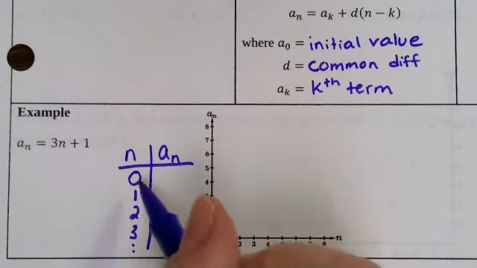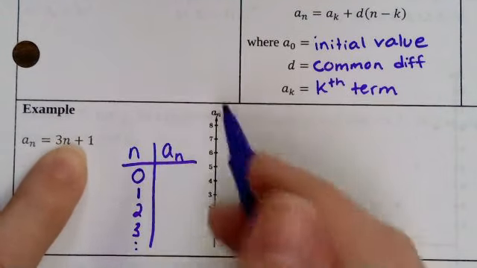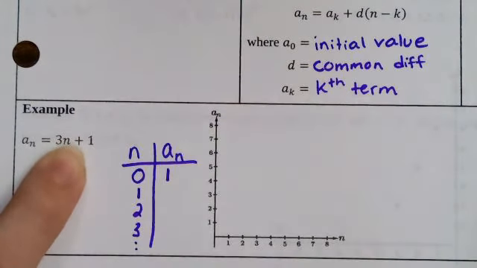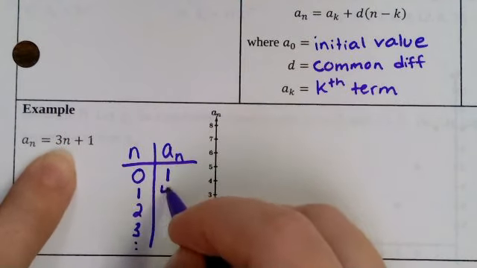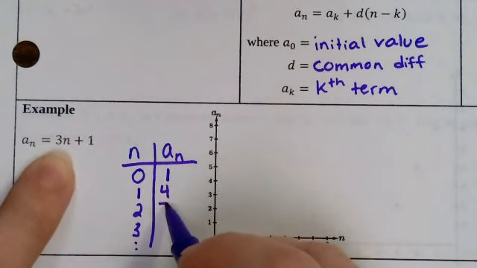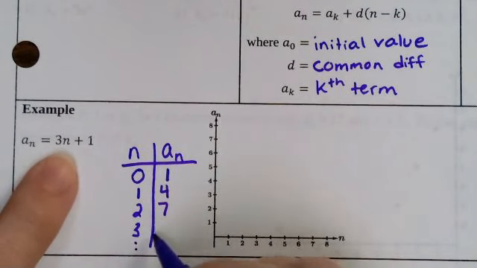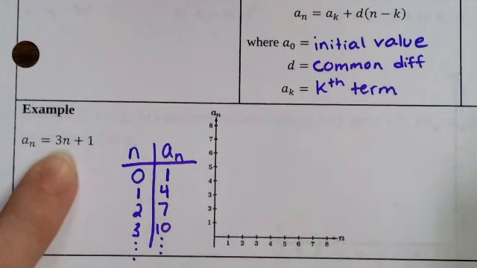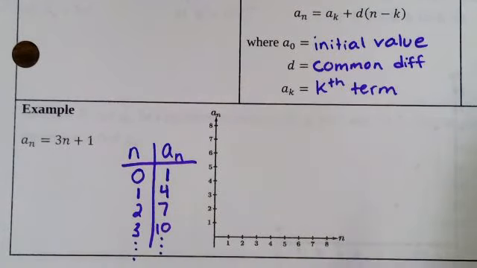Well, if we plug in a 0, 3 times 0 is 0, plus 1 is 1. If I plugged in a 1, 3 times 1 is 3, plus 1 is 4. If I plug in a 2, 3 times 2 is 6, plus 1 is 7. And if I plug in a 3, 3 times 3 is 9, plus 1 is 10. And again, we could plug in values all day long if we really wanted to, but this is perfectly fine. I'm not even going to be able to fit all of these on the graph.